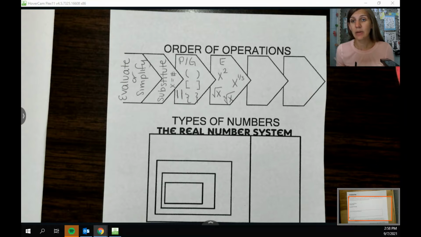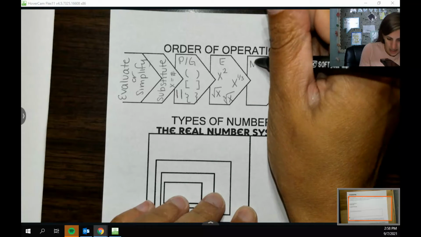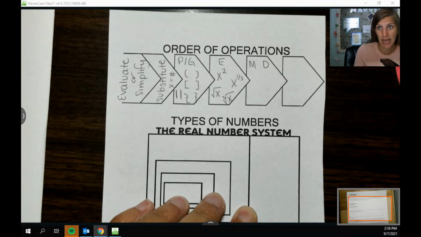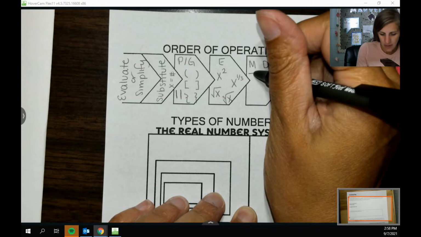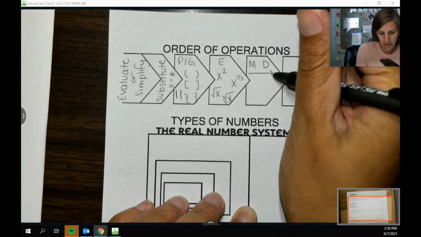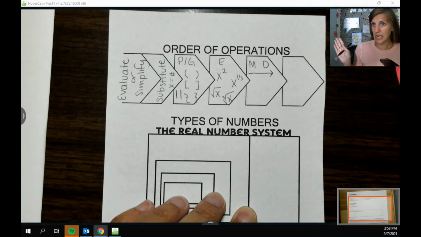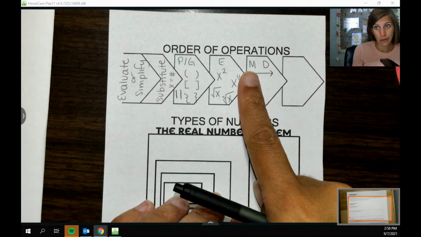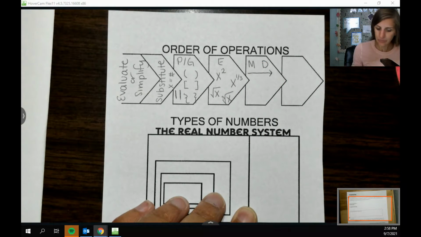So those need to be evaluated before we get to some of the other things, which the next thing we're looking for is multiplication and division happens at the same time. So we want to evaluate in order from left to right. Like we're just reading through a normal sentence. Whatever comes first, we want to do first, and whatever comes second, we want to do second. So that doesn't necessarily mean multiplication happens first. They happen at the same time.